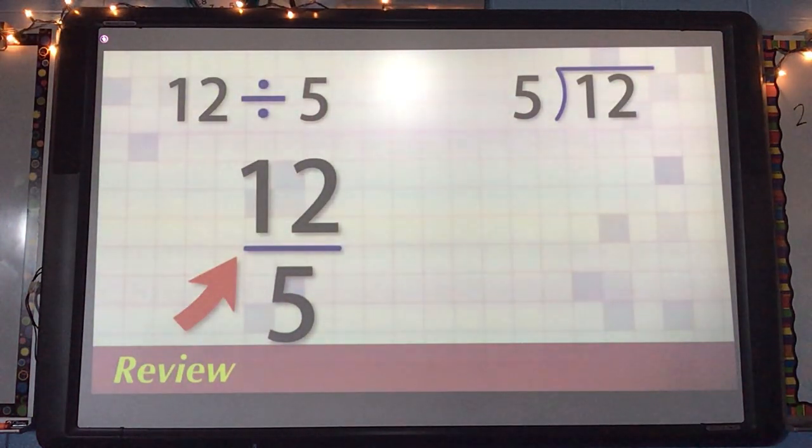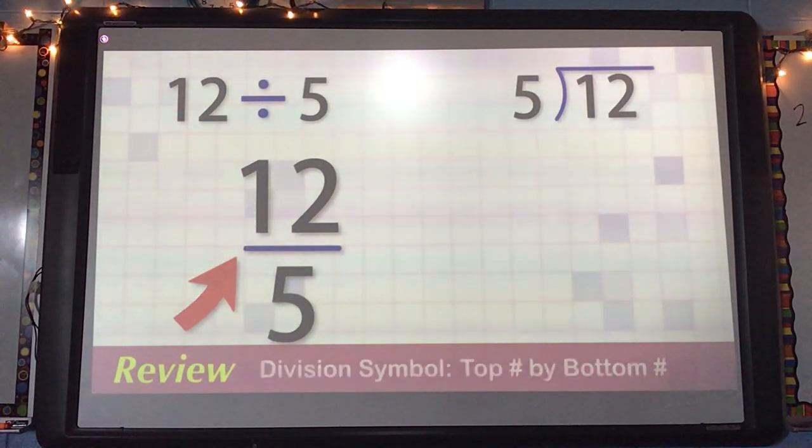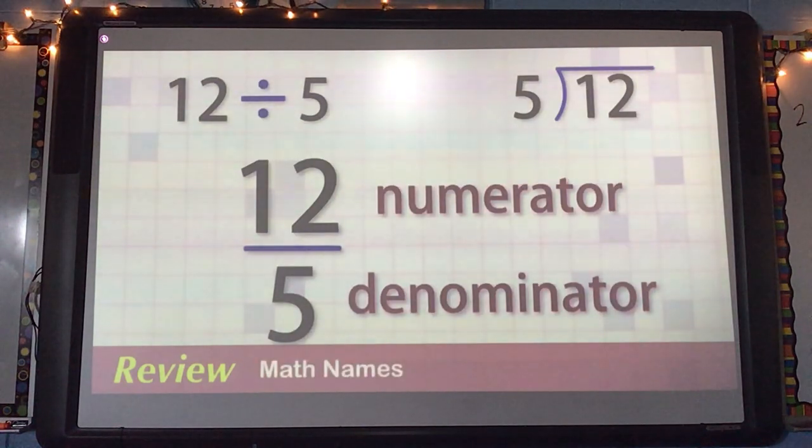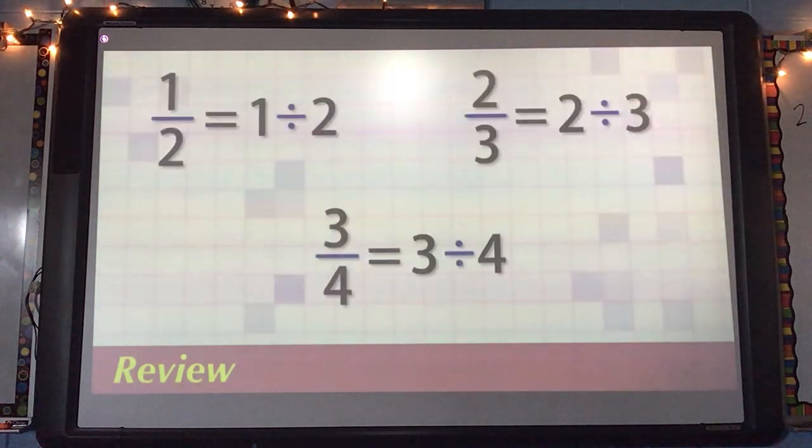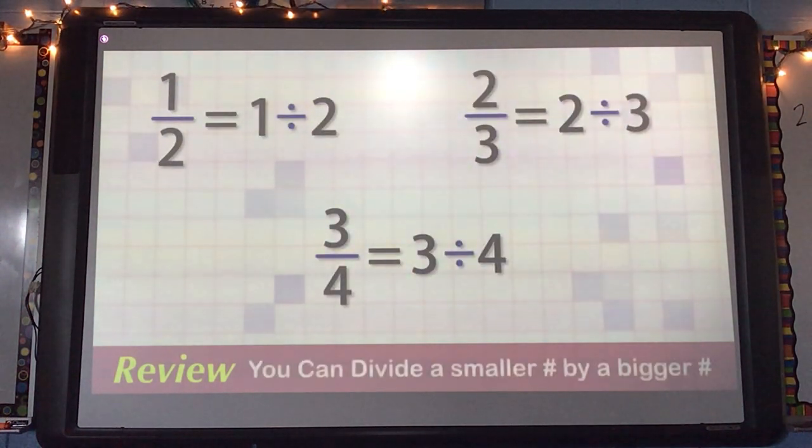The line between the top and bottom numbers is another form of the division symbol. That tells you to divide the top number by the bottom number. The top number is called the numerator, and the bottom number is called the denominator. It might be a new idea to you, but you can divide a smaller number by a bigger one. This was a really important concept we covered, so be sure to do the exercises before you move on.